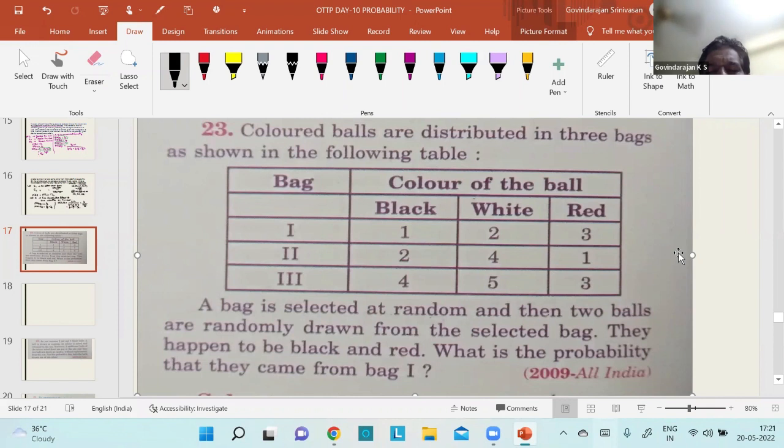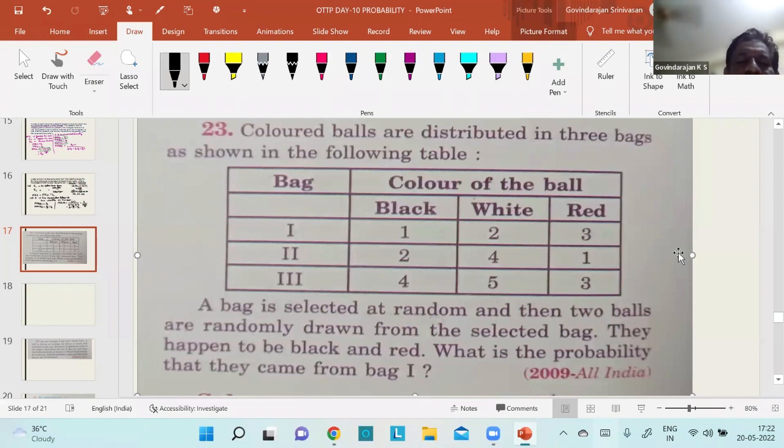Two balls are randomly drawn from the selected bag. They happen to be black and red. What is the probability that they came from bag 1? Bag 1 has 1 black, 2 white, and 3 red, so 6 balls. Bag 2 has 7 balls and bag 3 has 12 balls, with 3 different colors.